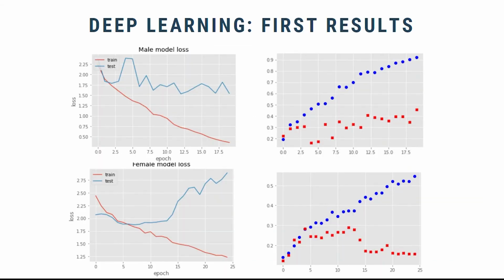The obtained results weren't very good, as you can see in this slide. The loss was unacceptable at the end of the training processes, and the accuracy didn't even reach 50% in both cases. The female model was particularly bad, with a 10% accuracy in the last epoch.